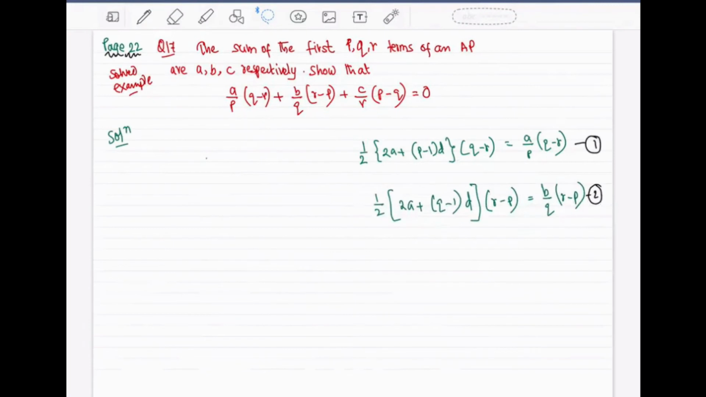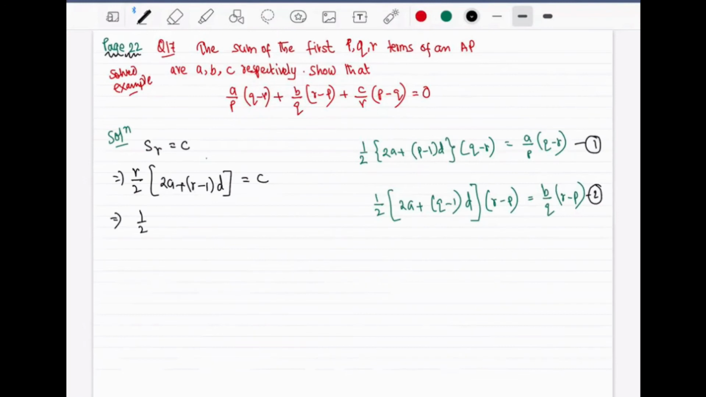Okay, what about the last one? The sum of the first R terms is equal to what? C. So we will write SR is equal to C. SR, we are going to write it as R by 2 times (2A1 plus (R minus 1)D) is equal to C. You repeat the same process as we have done in the earlier two equations. We have half, twice A1 plus (R minus 1)D equal to C by R. Then we will multiply both sides by what? P minus Q.